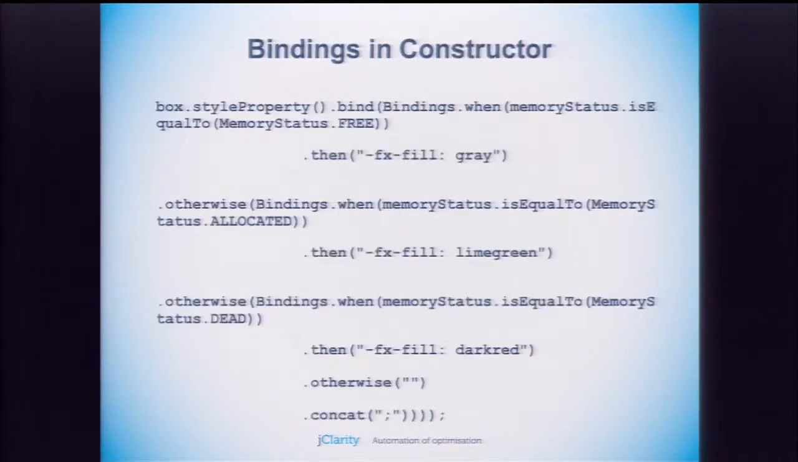And let's just go through how we use the bindings here in the constructor. So when we initialize one of these memory block views, we set it up with some styles. We actually use the style property, which is on the rectangle itself, and then we do some bindings. So we use the static methods on Bindings to say, well, when the memory status is equal to free, then apply this FX fill style of gray. When it's allocated, set that to green. And when it's dead, let's set it to dark red. So what will actually happen here is as we interact with the model that's hooked into this, those states will be reflected without us having to go and do anything about it.